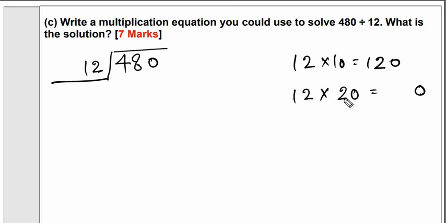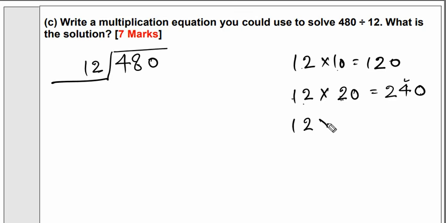Now 12 times 2 or 2 times 12 is the same thing. Similarly here, 12 times 1 or 1 times 12 is 12. This will be 24. If you don't know, then 2 times 2 is 4, 2 times 1 is 2.